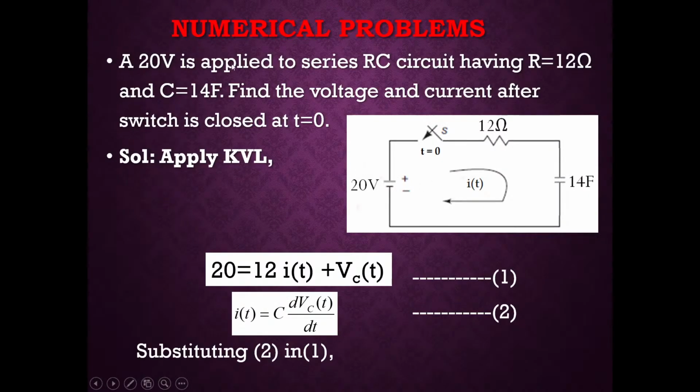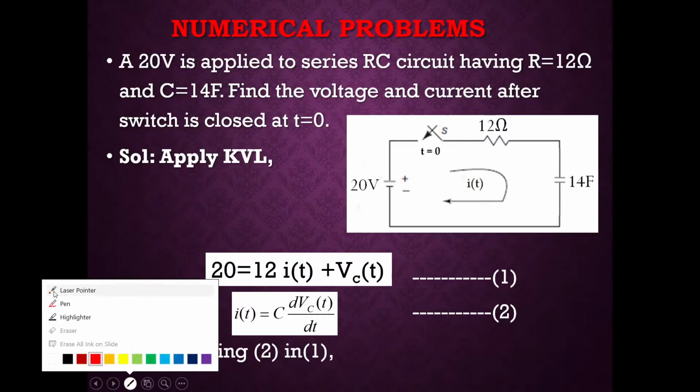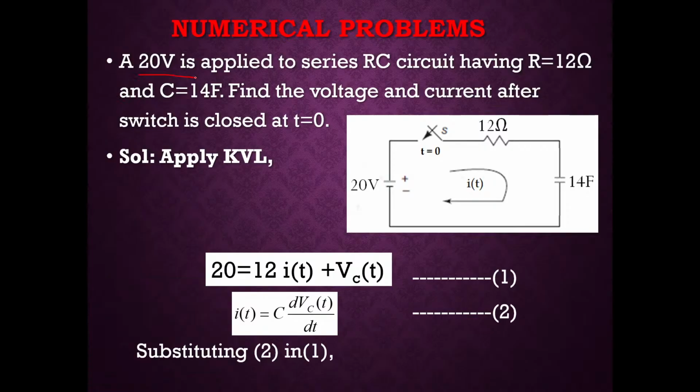Okay, now let us see a numerical problem. In this numerical problem, they didn't give the circuit. There is a DC voltage source of 20 volts applied to a series RC circuit having R equal to 12 ohms and C equal to 14 farad. You have to find the voltage and current after the switch is closed at t equal to 0. Circuit is not given, so you have to draw the circuit here. 20 volts is the source, the resistor value is 12 ohms, and a capacitance of 14 farad is given.